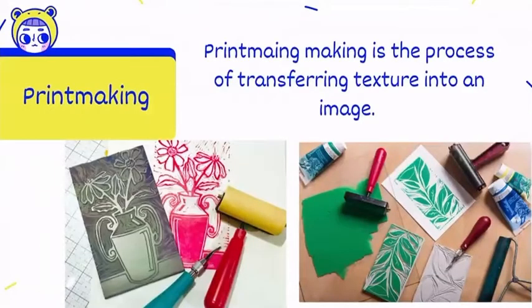Printmaking is the process of transferring texture into image. Image means a picture. As you can see in the two examples in front of you, there are two textures, a vase full of flowers and the other one of leaves. And they are just texture. By applying colors on them and creating a light pressure on the paper, you can make it into an image and a picture.